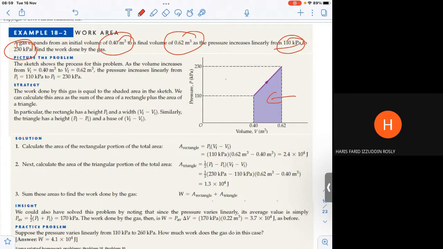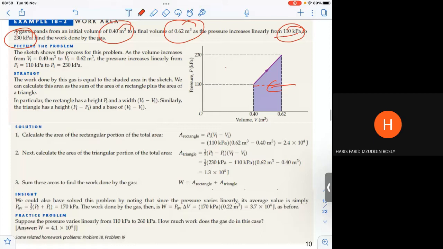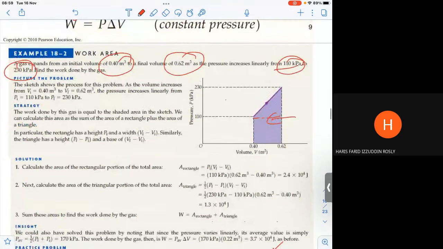Based on this part, in these examples, they are calculating a trapezium, but in this part they have calculated separately a triangle and a square. When they combine both, they get a value equivalent to 3.7, if I'm not mistaken, 3.7 times 10 to the power of 4. So you can do it on your own, alright? But the main thing I want to highlight is that the work done is based on the area under the graph.